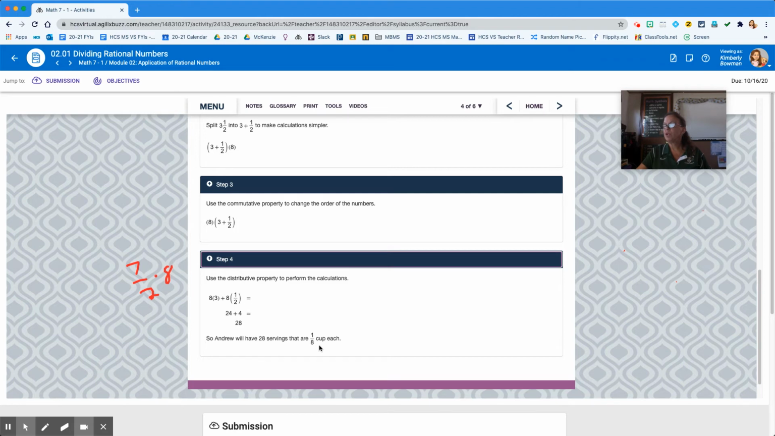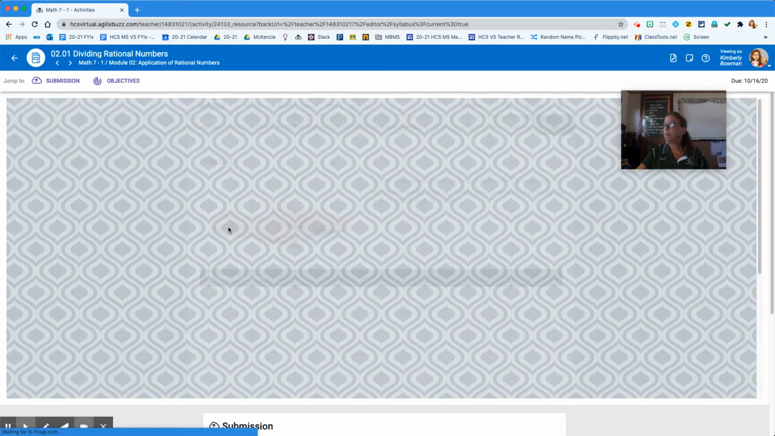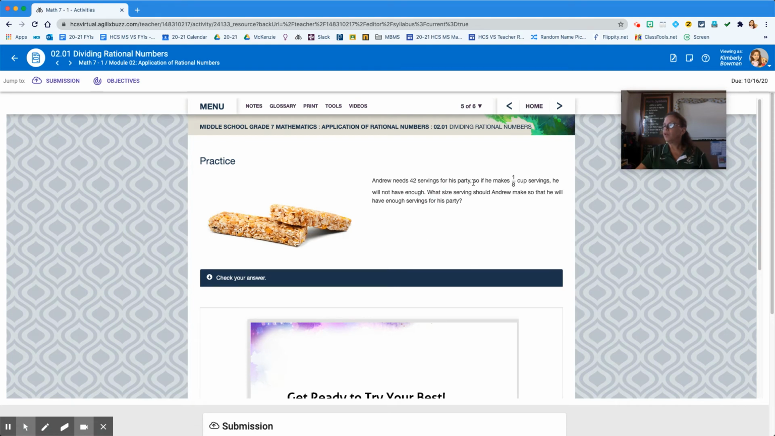Okay? So we'd have 28 servings that are 1/8 cup each. This would give you that also, because if you multiplied 7 times 8, that would give you 56. Divided by 2 is, guess what? 28. Okay? All right, so now we're going to the next screen. Practice. Andrew needs 42 servings for his party. So if he makes 1/8 cup servings, he will not have enough. What size serving should he make so that he will have enough servings for his party?